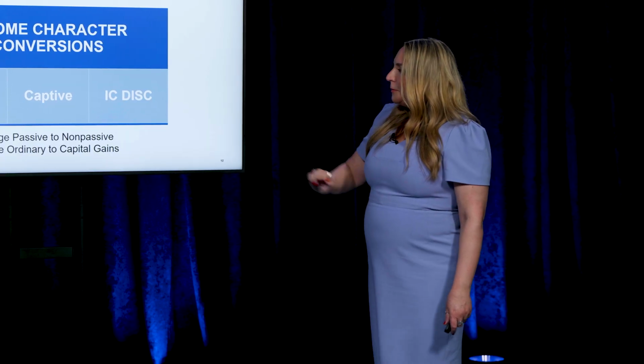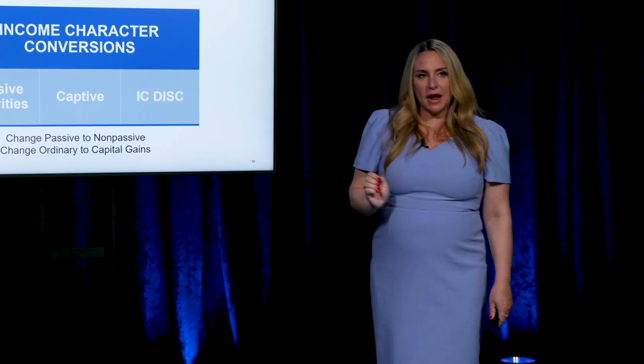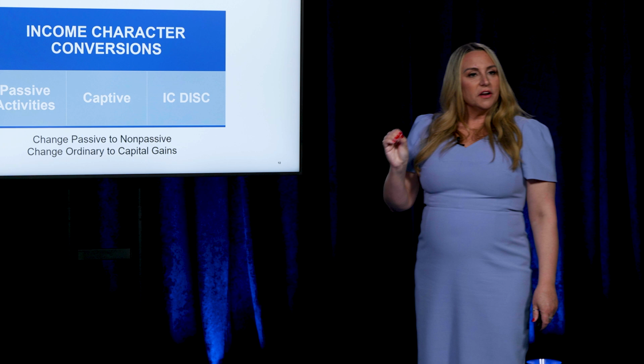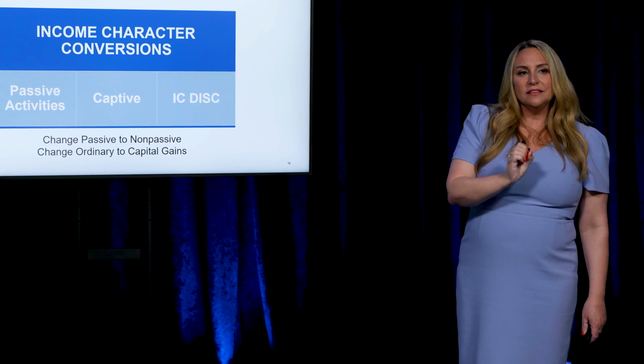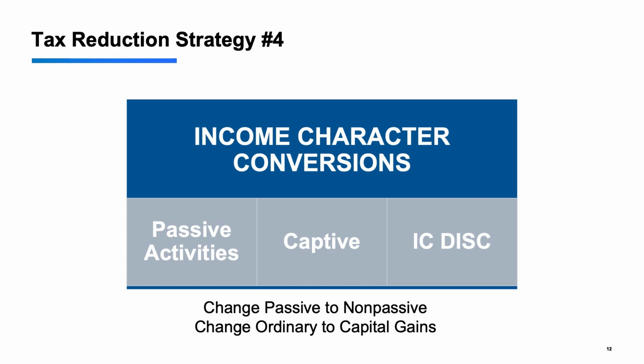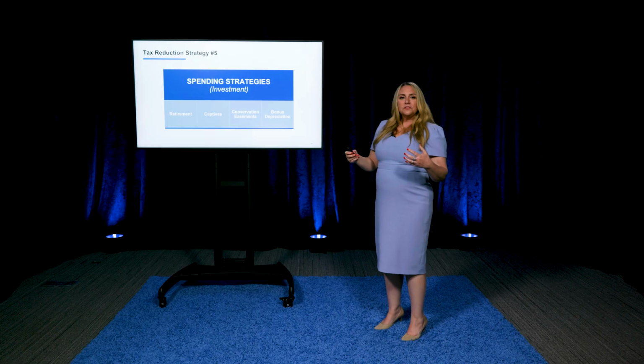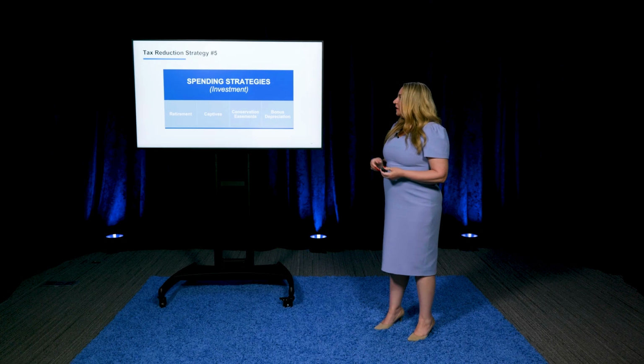So, for example, with a captive insurance structure strategy, you're able to convert ordinary income into capital gains income. Capital gains pay tax rates of 0, 15, and 20%, which oftentimes is lower than the taxpayer's ordinary income tax rate, which can be as high as 37%. We can also accomplish this income character conversion with things like passive loss planning, and the IC DISC is another strategy there as well.